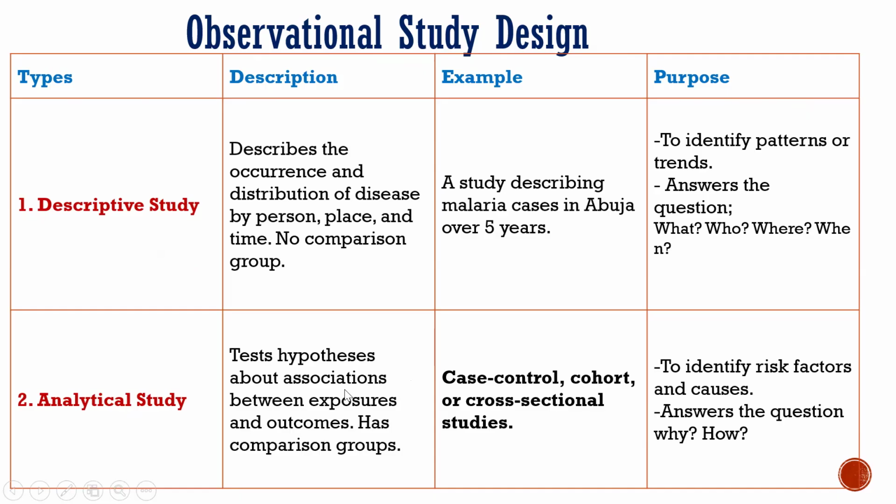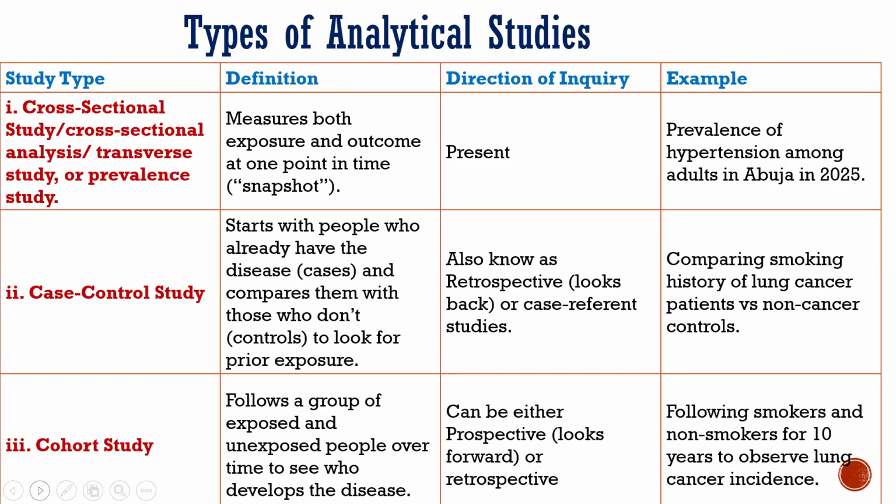For analytical studies, we're going to be discussing case control, cohort, and cross-sectional studies. Do you understand? So let's take a more in-depth look at analytical studies. There are different types. We have the cross-sectional analysis, also called the transverse study or the prevalence study. Then we have the case control study, and we also have the cohort study.